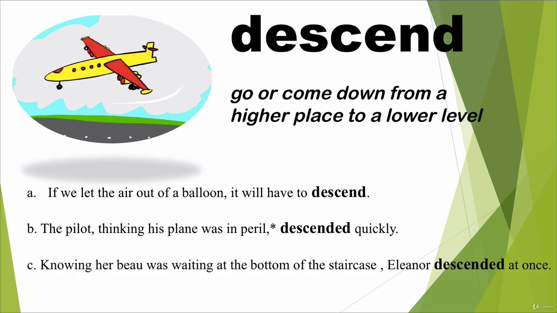Knowing Herbieu was waiting at the bottom of the staircase, Eleanor descended at once. At once means very quickly, very immediately. Yes, he descended at once. So descend here means to come down from a higher place to a lower place. Very nice word, a very important word.